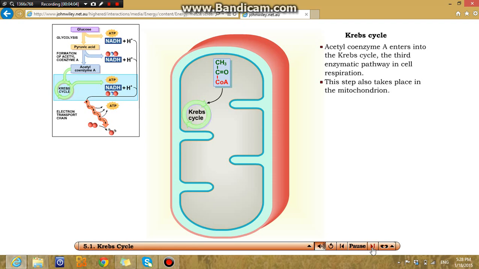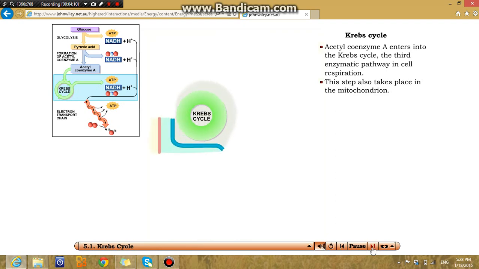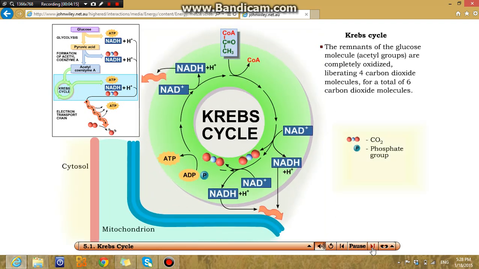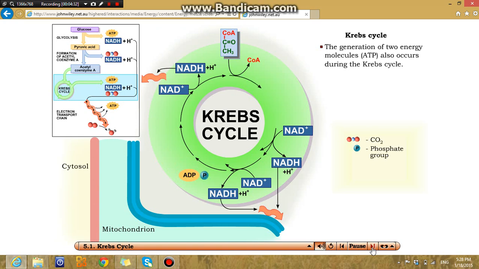The Krebs cycle takes place in the mitochondrion, as does the rest of aerobic glucose catabolism. During the Krebs cycle, the glucose molecule is completely oxidized. 4 more carbon dioxide molecules are released, for a total of 6. Two energy molecules are produced during the Krebs cycle.